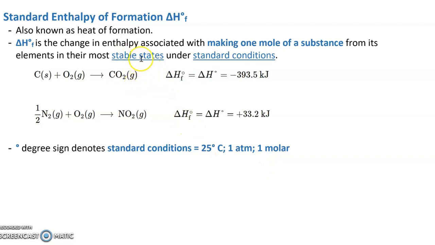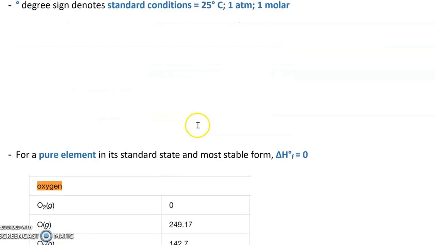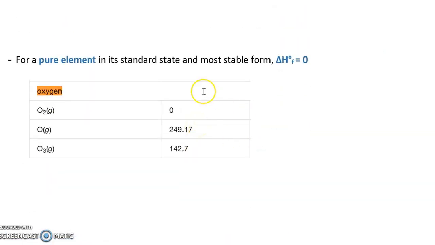We mean the most common pure elemental forms of our elements. So oxygen is going to be diatomic, nitrogen likewise is diatomic, and carbon is in the form of a solid in its most stable state. So to think about this for a pure element, in its standard state, elements are going to have heat of formation values of 0 when they're present in their most stable state and its standard conditions.